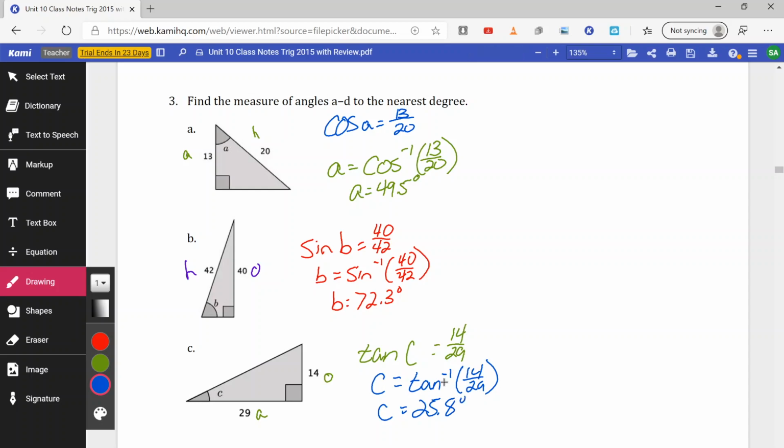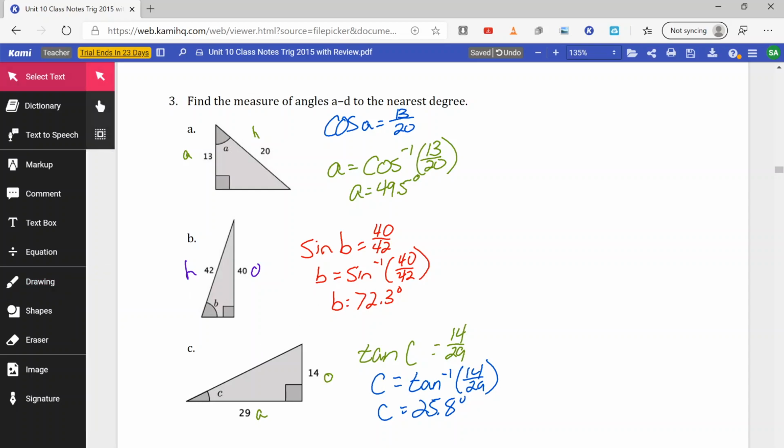Now these are making sense because if I take 49.5, it almost looks like a 45 degree angle. It's slightly bigger, but it works. 72.3 means we got a bigger angle. 25.8 means smaller angle. So these numbers are making sense.